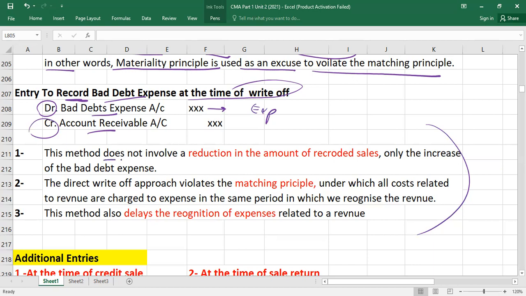Point number one: this method does not involve a reduction in the amount of recorded sales. Whatever sale you have recorded is not going to be reversed. You are going to debit expense and credit receivables, so sales are unaffected. This is the first problem. The customer belonging to that sale got bankrupt and is not going to pay, but we are not reversing the sale. Now, the direct write-off approach violates the matching principle, as I told you. This method delays the recognition of expense, because revenue is recorded in one period and the expense in another. So you are using a technique to delay the recognition of expense, which is not good.